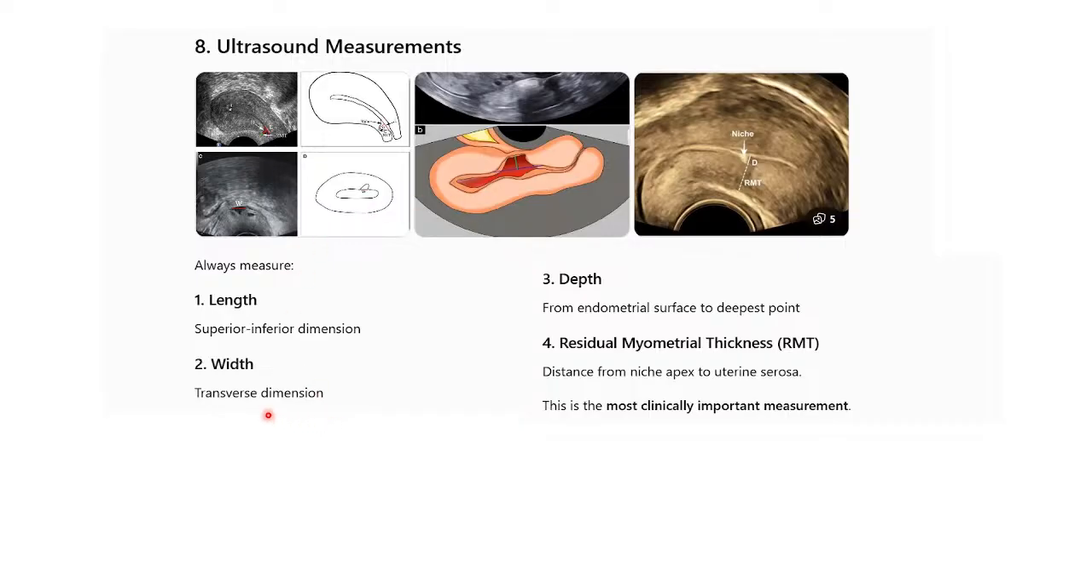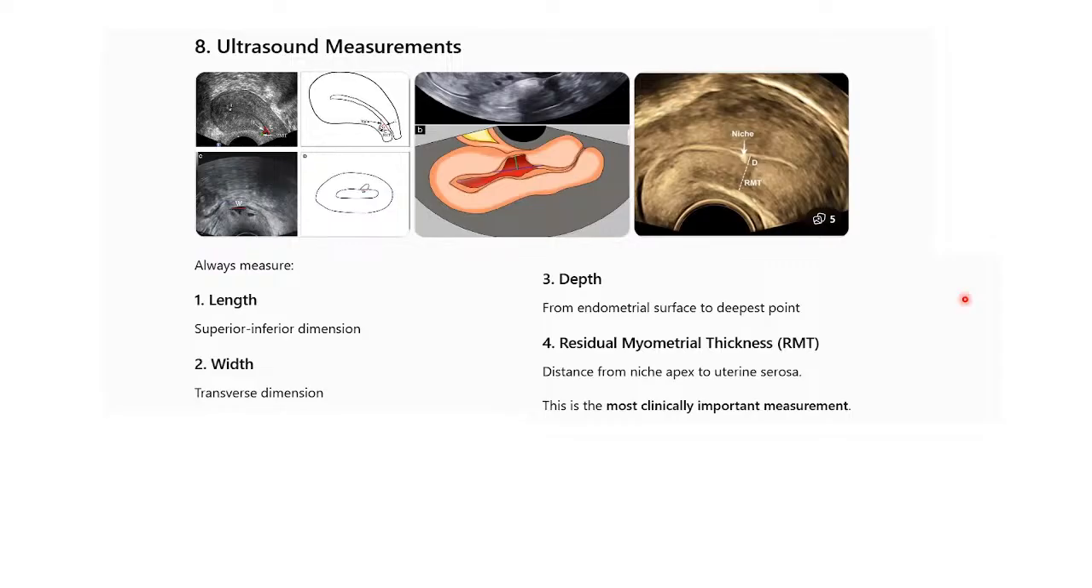Then you have to measure the transverse dimension, the length and the width, and the depth from the endometrial surface to the deepest point. So from the endometrial surface to the deepest point. So those are the measurements that you're supposed to make.